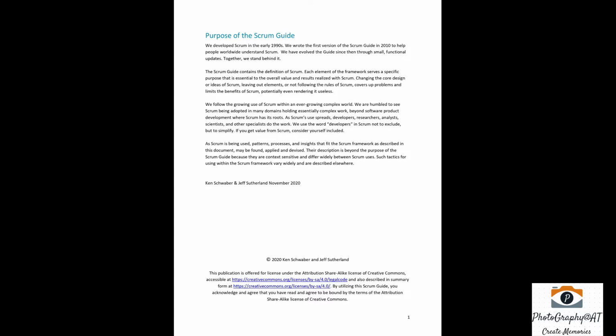The Scrum Guide contains the definition of Scrum. Each element of the framework serves a specific purpose that is essential to the overall value and results realized with Scrum. Changing the core design or ideas of Scrum, leaving out elements, or not following the rules of Scrum, covers up problems and limits the benefits of Scrum, potentially even rendering it useless.